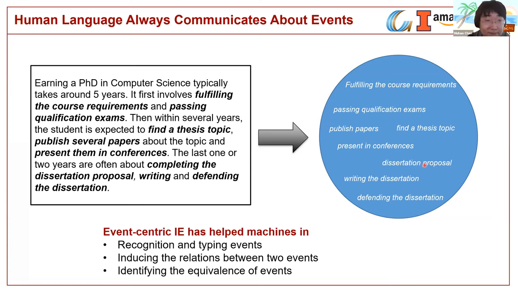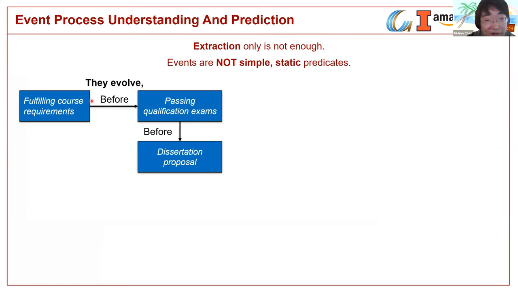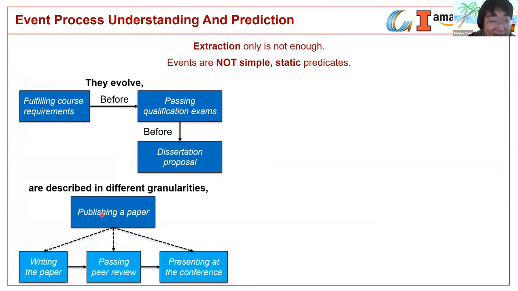But based on that, to fully understand events, extraction alone is not enough. This is because events are not simple static predicates. Events actually form processes. For example, we know that a PhD student needs to pass the qualification exam only after fulfilling the course requirement, which may further lead to a dissertation proposal. Events are also described at different granularities, which means that some coarse-grained events, for example, publishing a paper, may include more fine-grained processes of writing a paper, passing the peer review, until presenting at a conference.